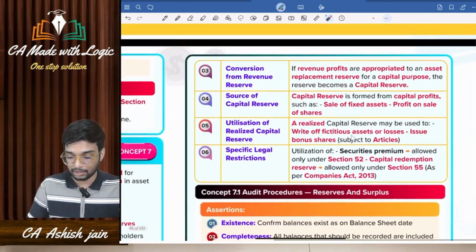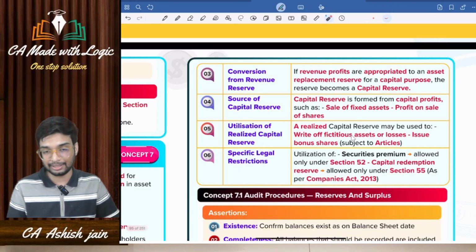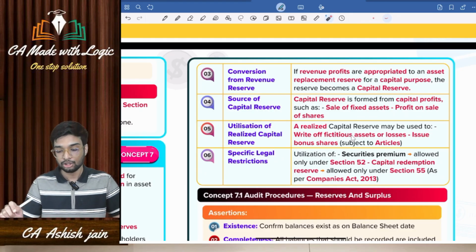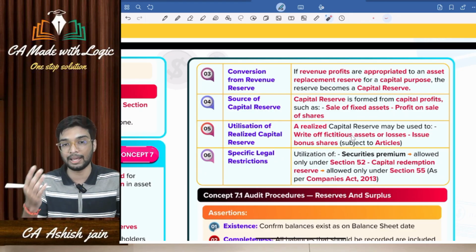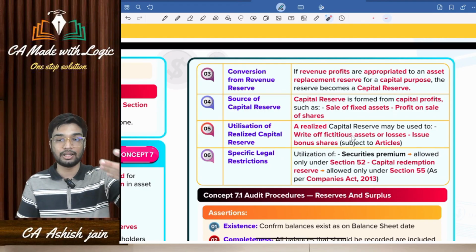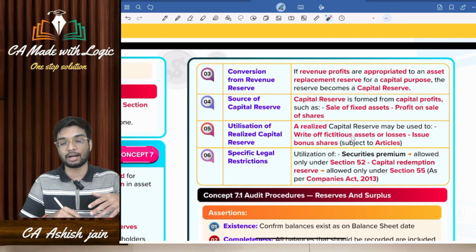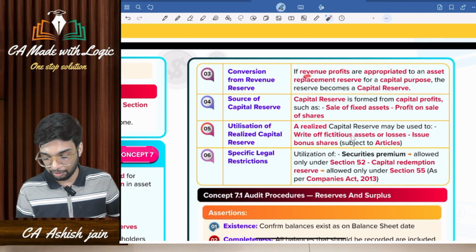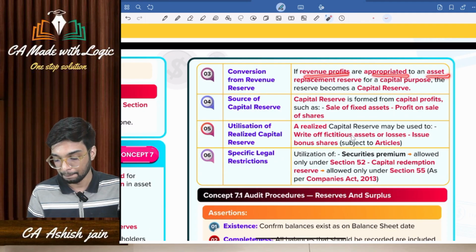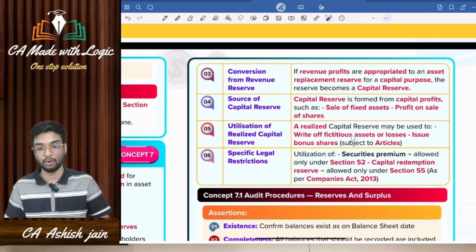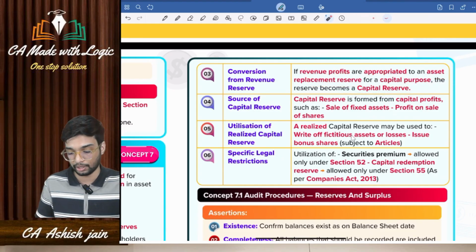Then comes one important situation where revenue reserves are transferred to the capital reserve. This happens when a company wants to replace old plant and machinery with new. At that point the company can decide that revenue reserve has to be shifted to capital reserve. If revenue profits are apportioned to an asset replacing reserve for a capital purpose, the reserve becomes a capital reserve. I hope you are getting the point I am trying to make.